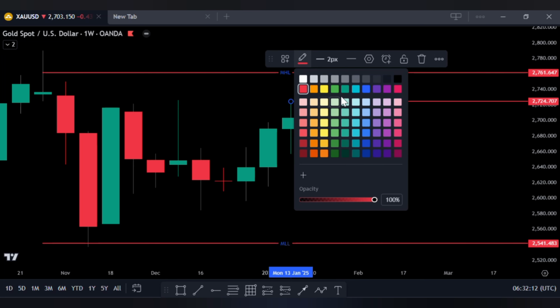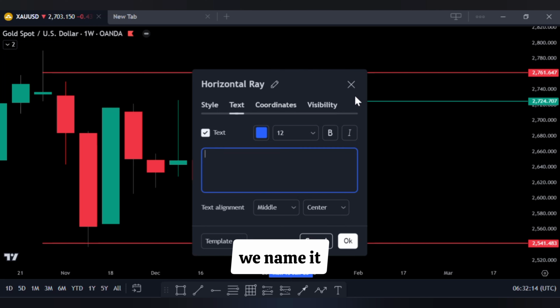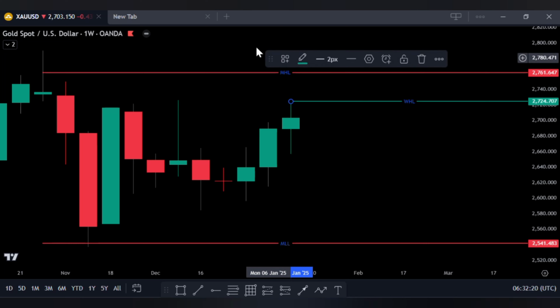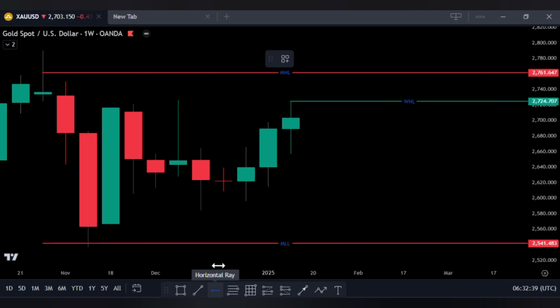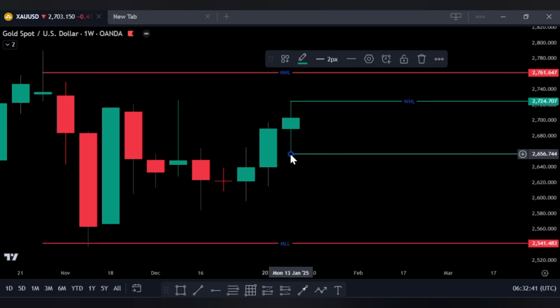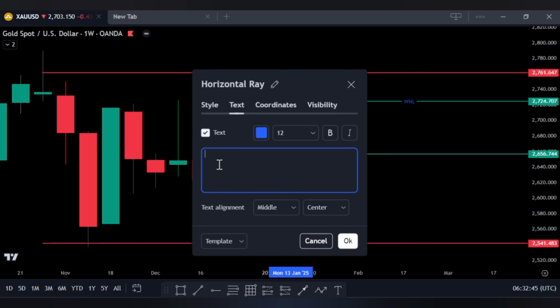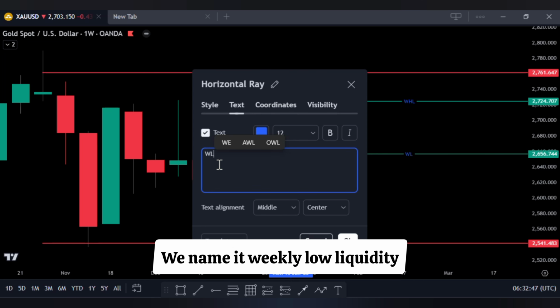High. We name it weekly high liquidity. Also, we mark this low, the low of last week. Today is Saturday, so we still have this week. We name it weekly low liquidity.